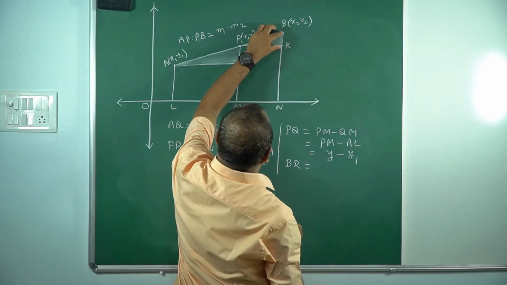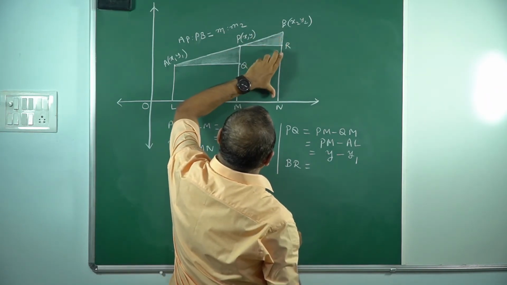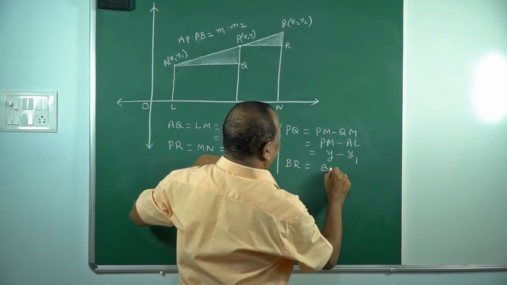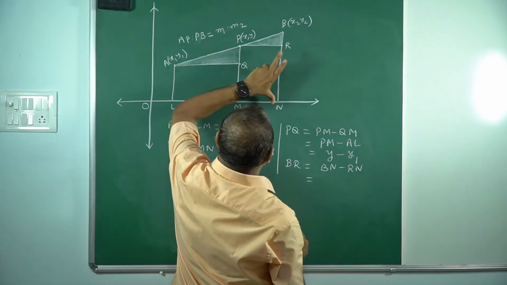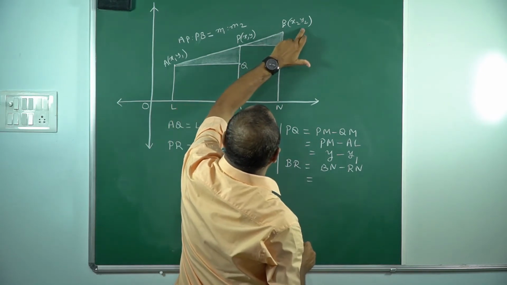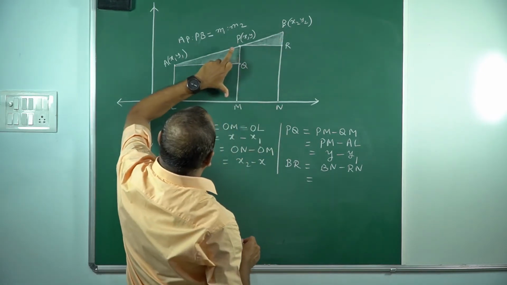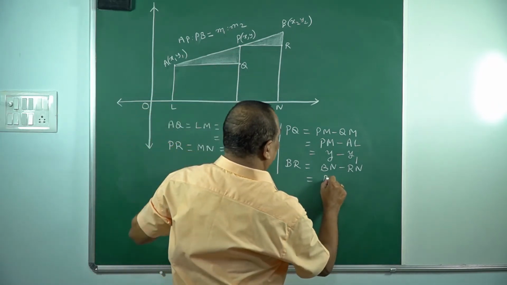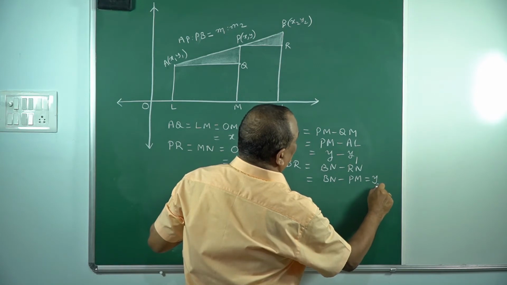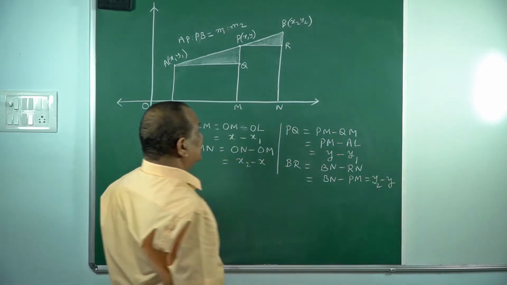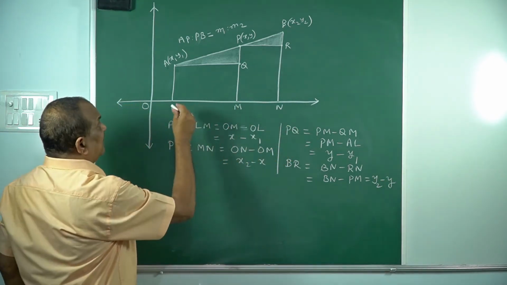BR is equal to BN minus RN. BN height, no problem, I have Y2. But RN is the same as PM. So BN minus PM, and that is y2 minus y. That's it. Let me put the values I got here.